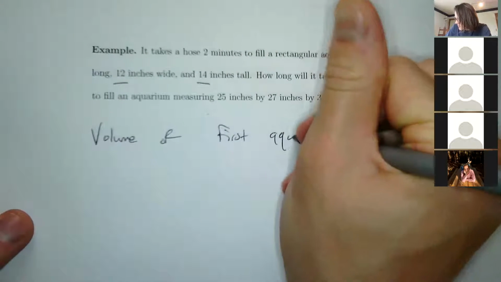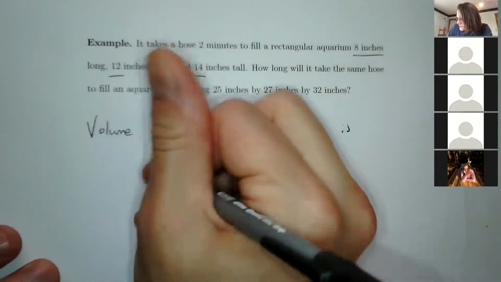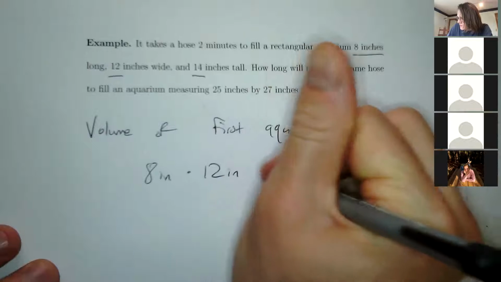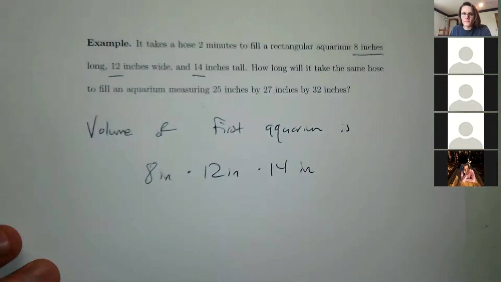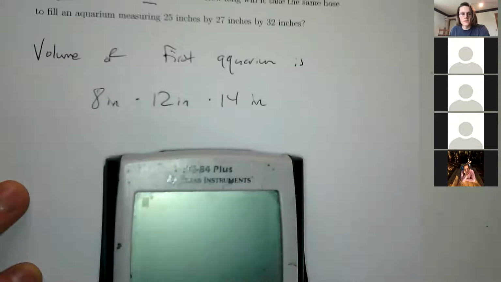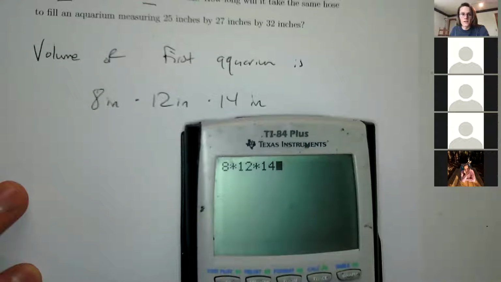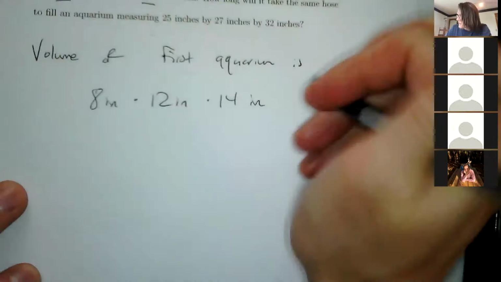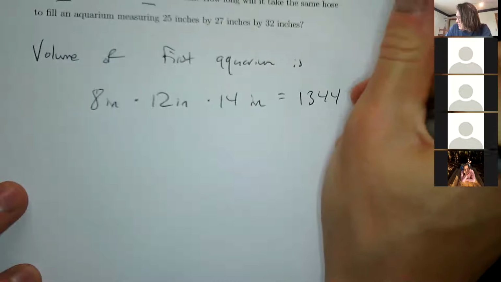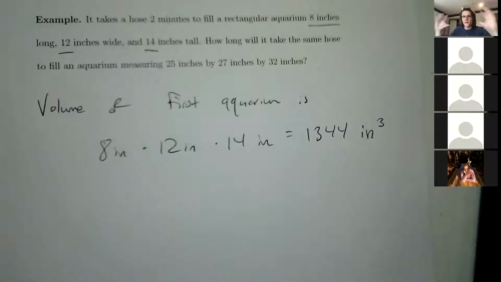First aquarium is, so we just multiply them together, right? I get 8 inches times 12 inches times 14 inches. And I don't know what that is. So you use a calculator. So I get over here, 8 times 12 times 14. So I got 1,344 cubic inches. 1,344 inches cubed. All right. Because in this case, we're talking about the volume, how much space the aquarium takes up.